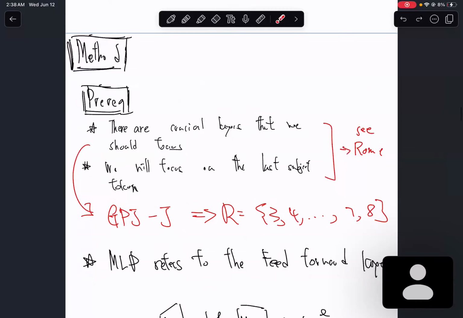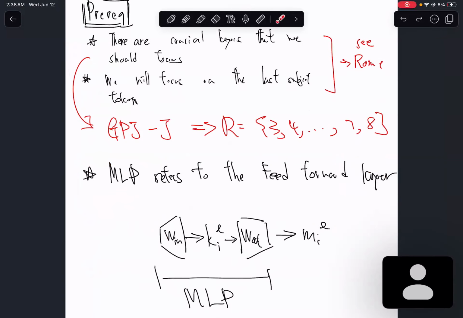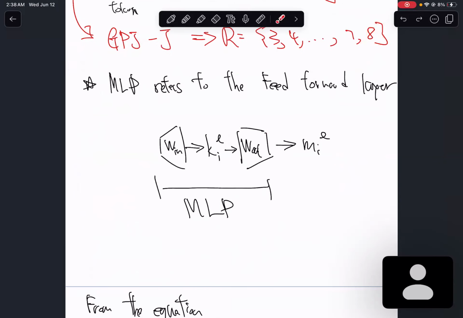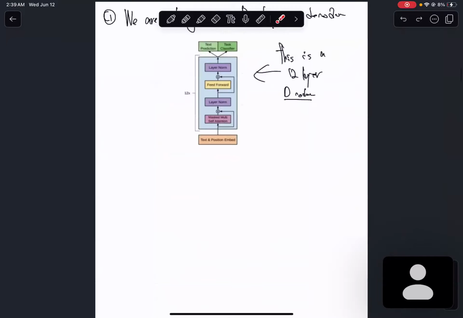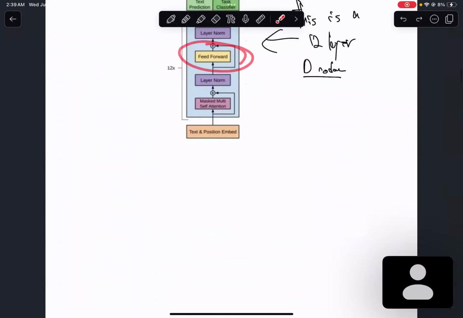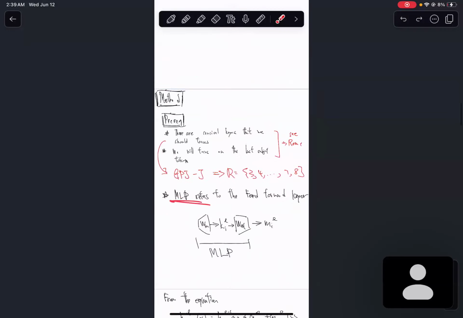To give you an example here, for GPT-J, the set of layers that they would like to edit is layer 3, layer 4, all the way to layer 8. Also, what does MLP refer to? MLP basically refers to the feed-forward layer over here. Let me show you. The feed-forward layer is basically the MLP.